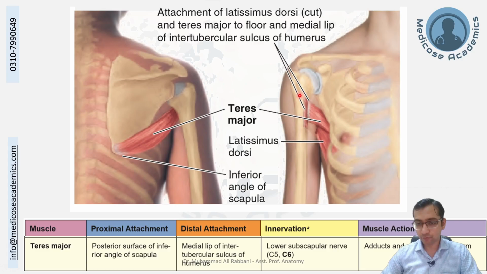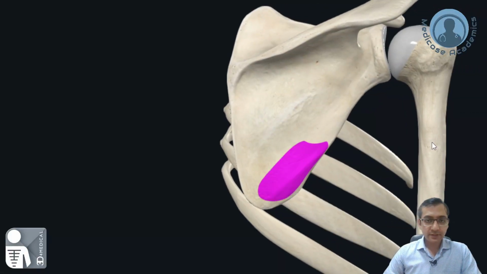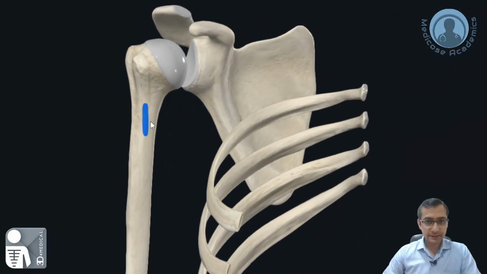On the lateral lip, I would like to remind you, was pectoralis major. On the bicipital groove floor, there was latissimus dorsi. On the medial lip, there was teres major. So here is the muscle with its origin and insertion.